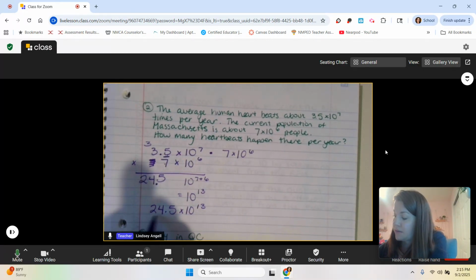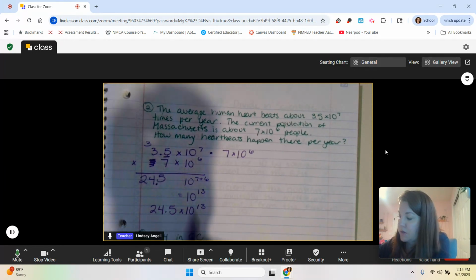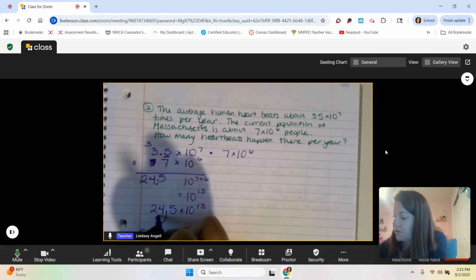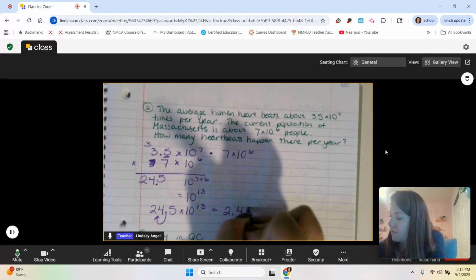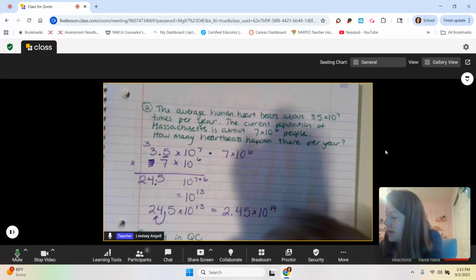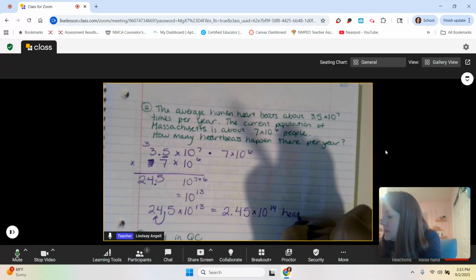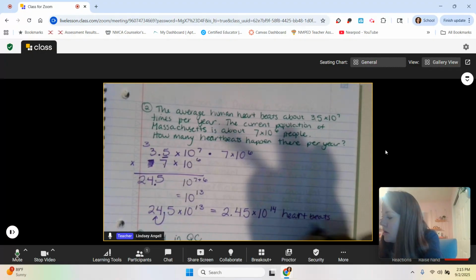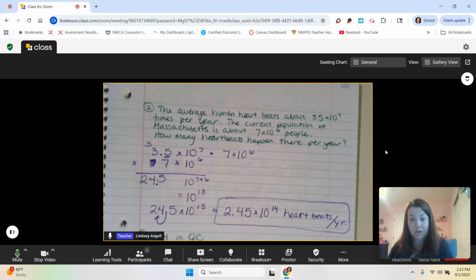we want this number here, the coefficient, to be between 1 and 10 in order for it to actually be written in scientific notation. So to do that, I need to move my decimal point one spot to the left, giving me 2.45 times 10, and then since I moved it 1 to the left, I would have times 10 to the 14th. Okay, so that's how many heartbeats there are per year. I wouldn't even know how to say that number if it were written in standard form, right? There's a lot of place values there.